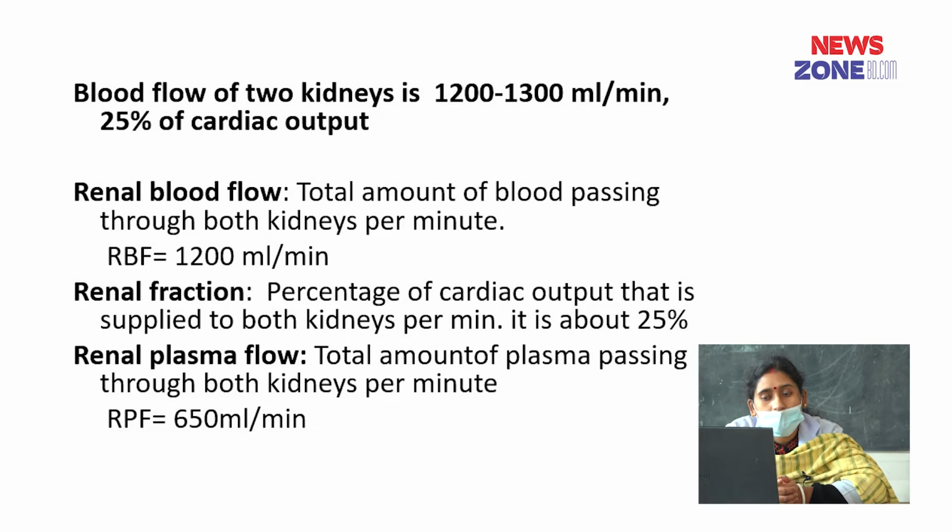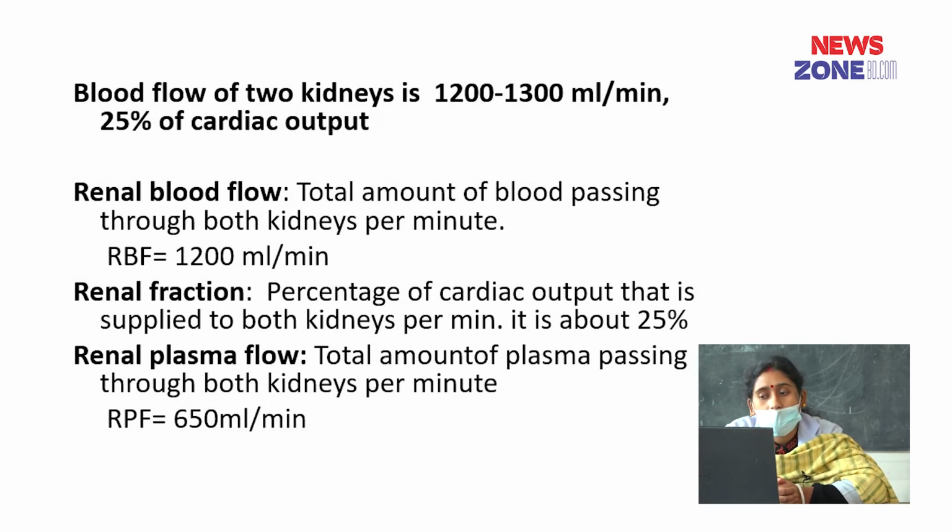Now I tell the definition of renal plasma flow. The total amount of plasma passing through both kidneys per minute is called renal plasma flow. That means 55% of the total renal blood flow, which is 650 ml per minute. And what is renal fraction?